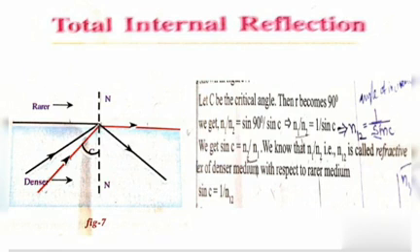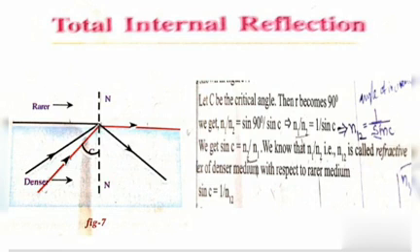Let us consider a light ray traveling from medium 1 with refractive index n1 to medium 2 with refractive index n2. See figure 7. When the light travels from denser medium to rarer medium, the angle of refraction is more than the angle of incidence. So for the angle of incidence I, let R be the angle of refraction.